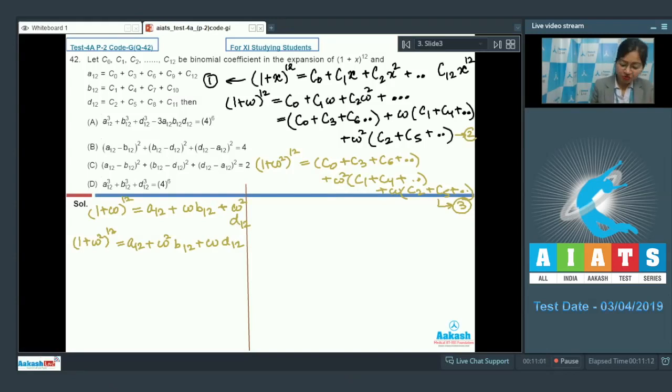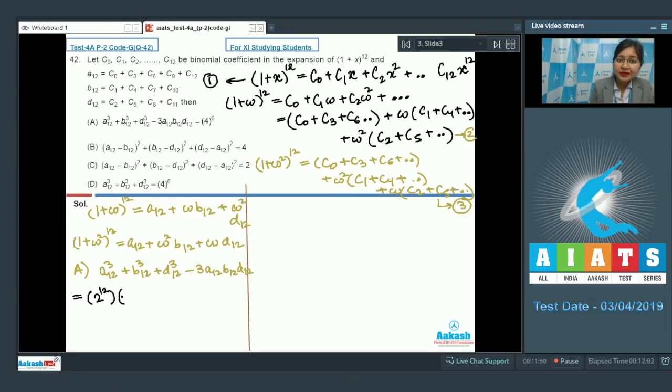Now let's take up option number A. Option number A says that we have to find the value of A12 cube plus B12 cube plus D12 cube minus 3 times A12, B12, D12. Now we know its formula. It can be written equal to (A plus B plus C), right? Now A plus B plus C is equal to, from equation 1, if I put x equal to 1, then we will get the value of A12 plus B12 plus D12 equal to 2 raised to the power 12. So I am directly writing it here, 2 raised to the power 12 into, in the next bracket we have A square plus B square plus C square minus AB minus BC minus CA, right?